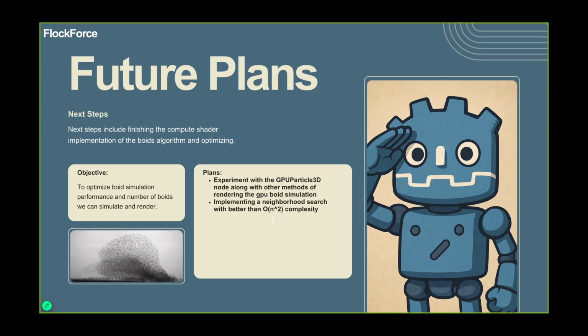Next steps are finishing up the compute shaders for GPU-based rendering, along with implementation of the Boids algorithm and optimizing it. Our objective is to optimize the Boid simulation performance and the number of Boids so we can simulate and render it. Our plan for future weeks includes experimenting with the GPUParticles3D node and other methods of GPU-based rendering for our Boid simulation, and implementing a better neighborhood searching algorithm than just searching through all the Boids that we currently have spawned.